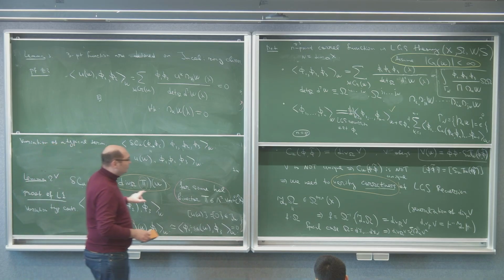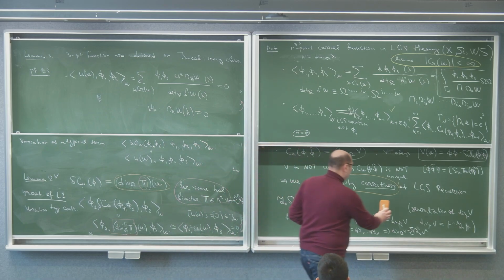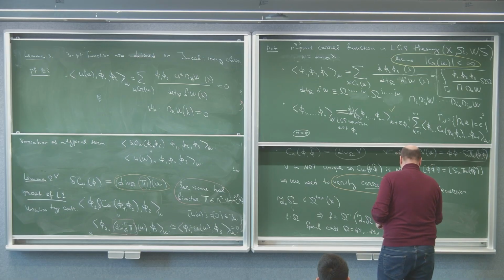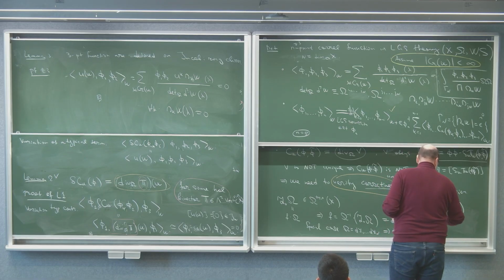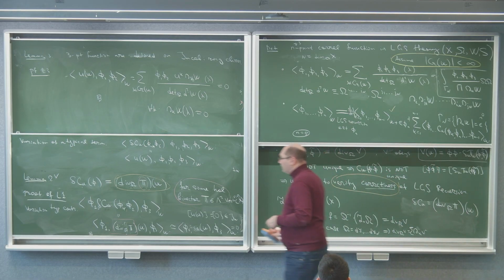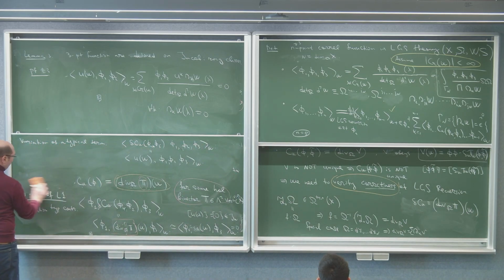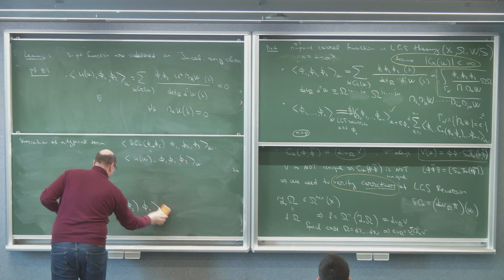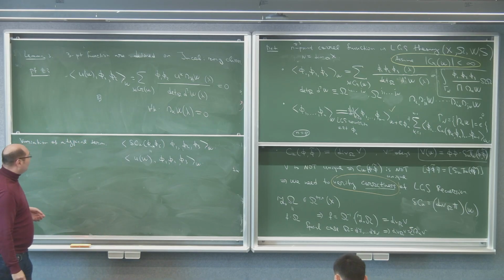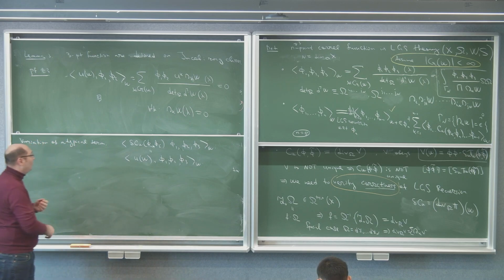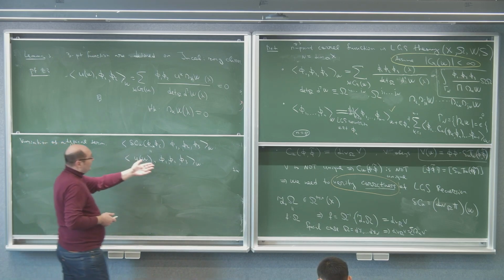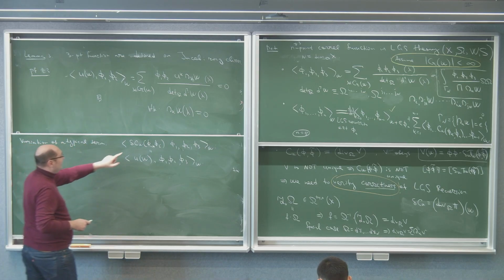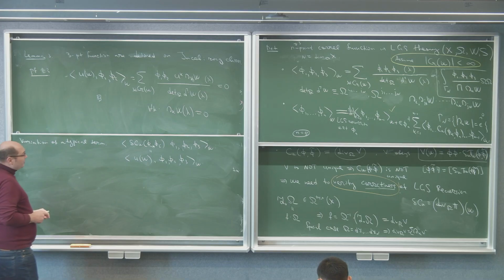I really want to keep this term. Let me erase a bit here and write just this single formula. Now we have this 4-point function that controls this ambiguity in contact terms. So let us try to simplify this 4-point function.